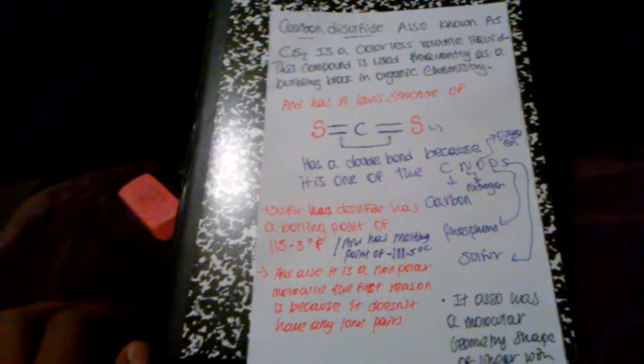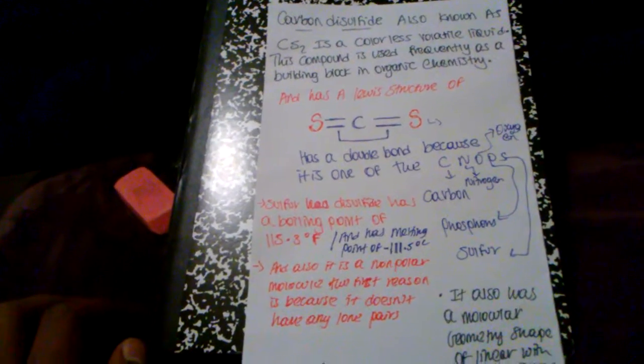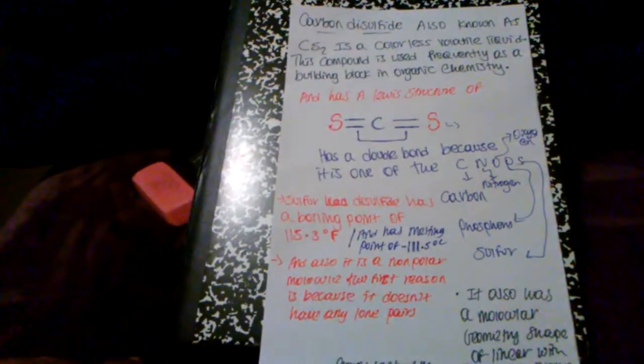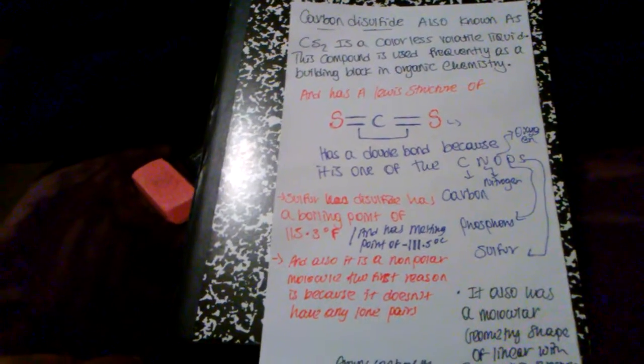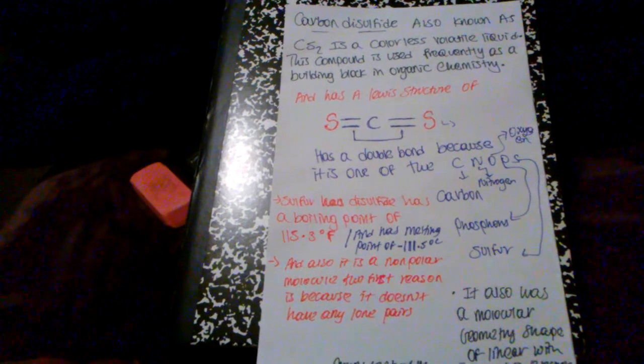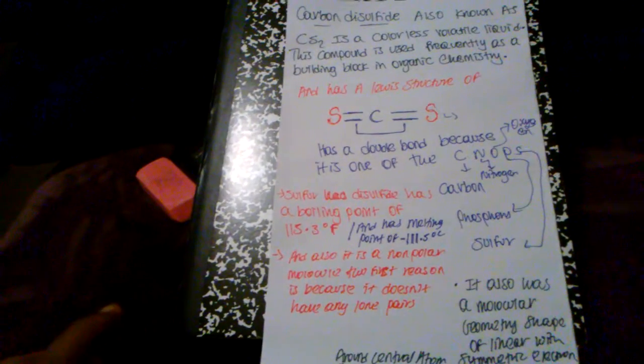I'm presenting the project that we had. My element was carbon disulfide, also known as CS2. It's a colorless, volatile liquid. This compound is used frequently as a building block in organic chemistry.